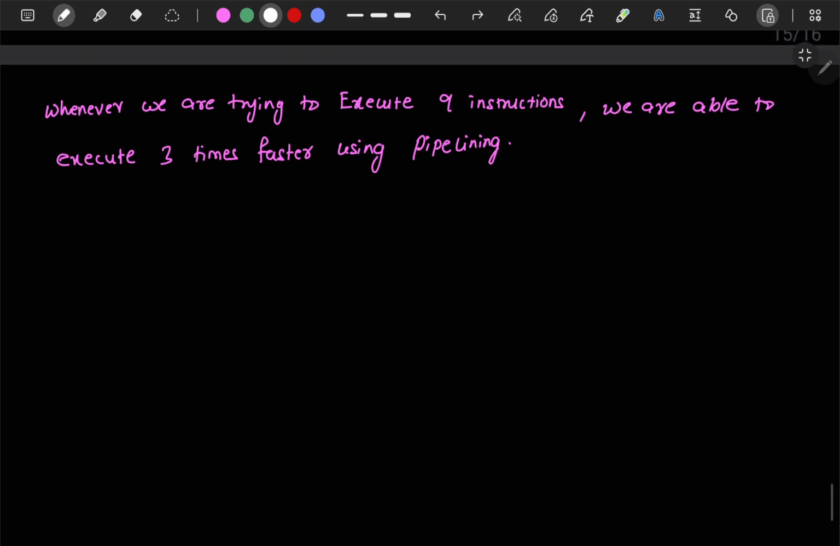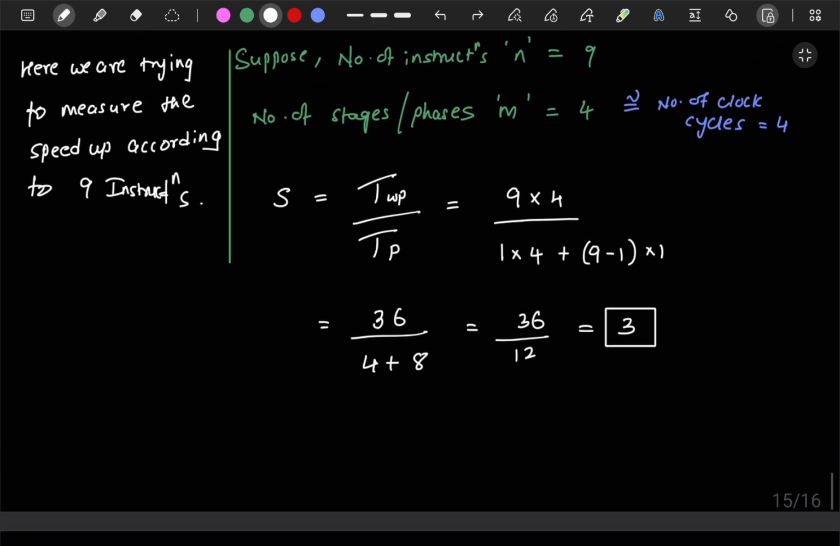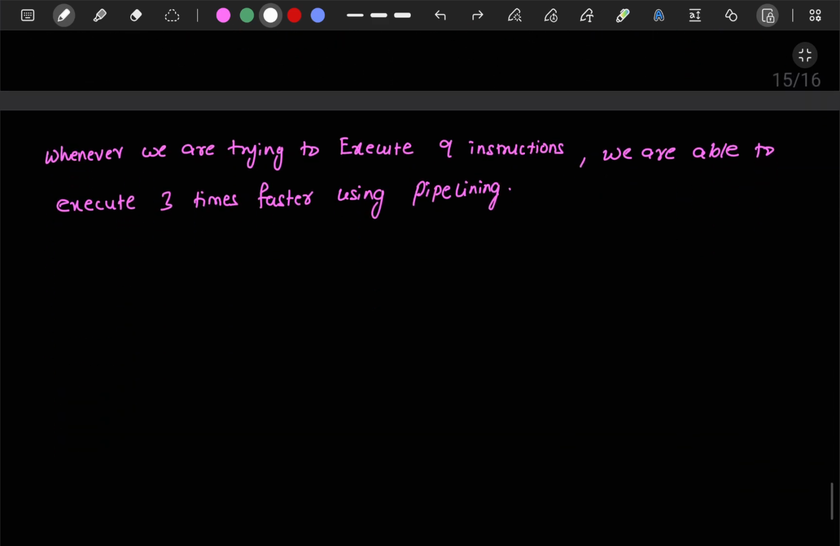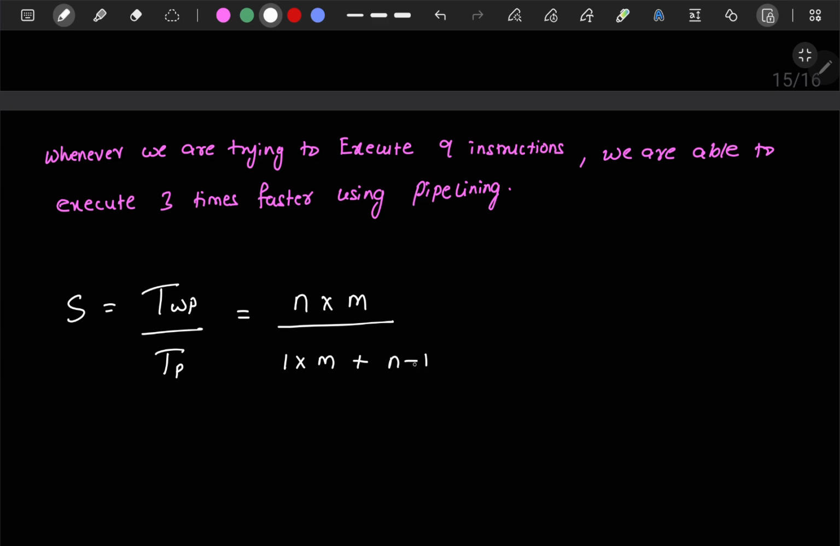Now, understanding this, we can further generalize the speed up formula. After understanding this part, we can again generalize those speed up formulas. Speed up is equivalent to time taken without pipelining divided by time taken with pipelining. What we understood is, suppose the number of instructions is n, then each instruction takes m clock cycles, that is m phases, without pipelining. And with pipelining, what happens? The first instruction will take m phases, that means m clock cycles, and after that the remaining n minus 1 instructions will take only 1 clock cycle each.